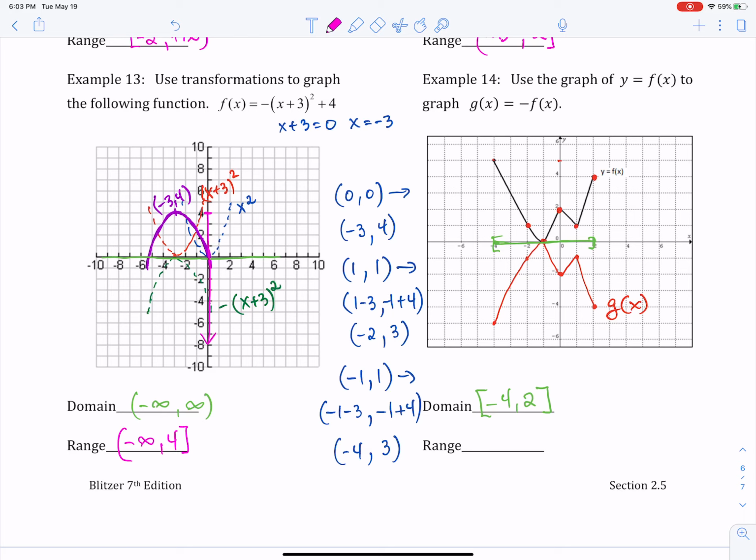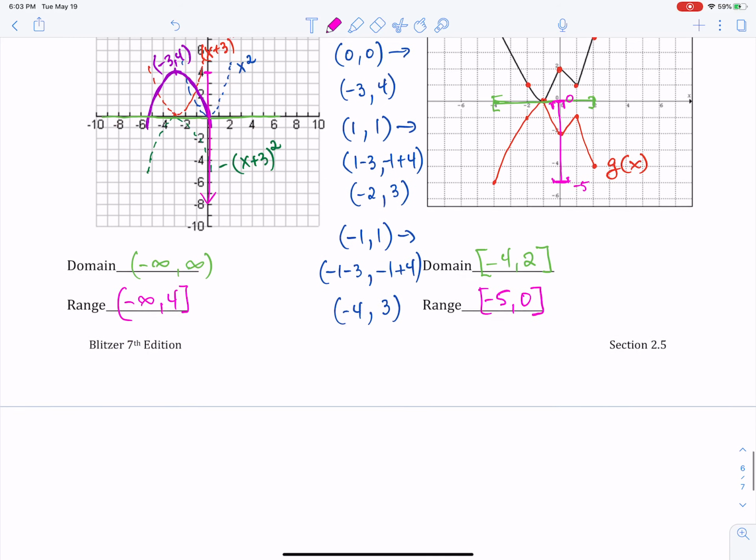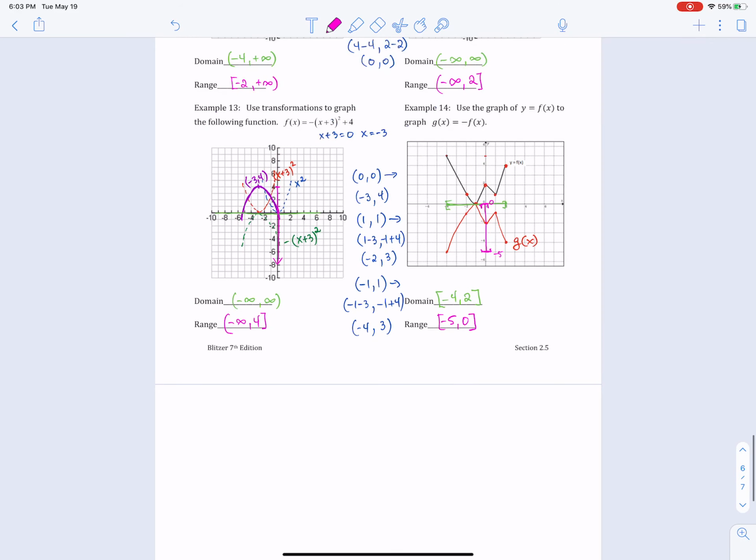And for the range of that new g of x, it looks like the upper possible value is at 0, and there are values down to right here. So it looks like those are all the y values possible. And starting from the lowest value to the upper value, the range is going to be from -5 to 0. And with this, I conclude this lesson.